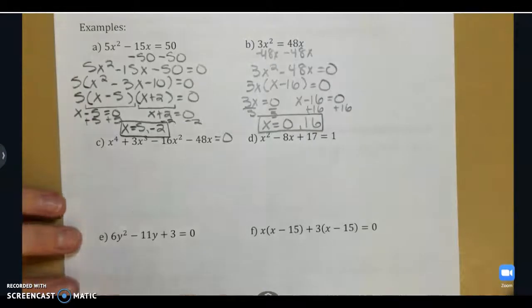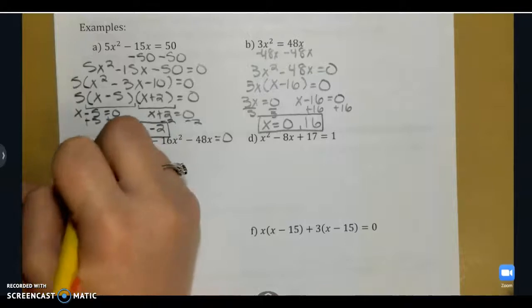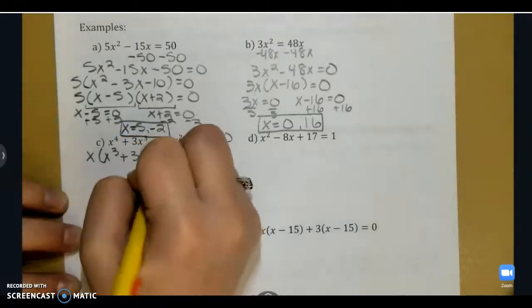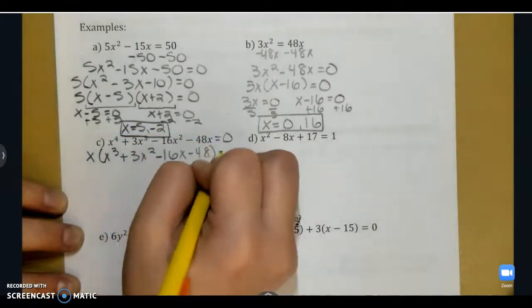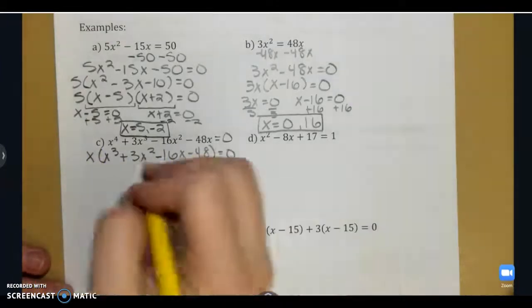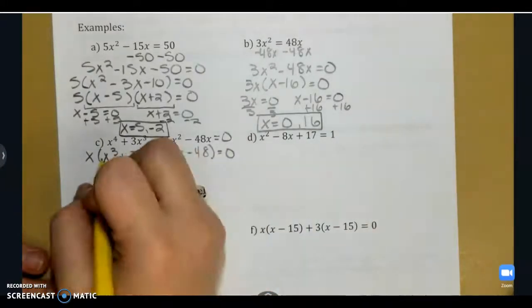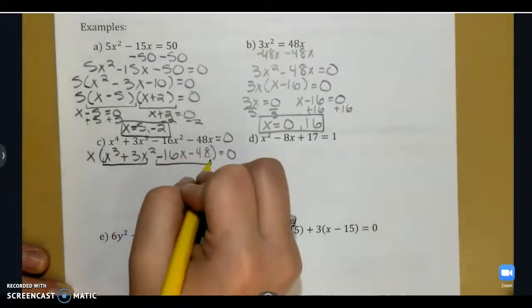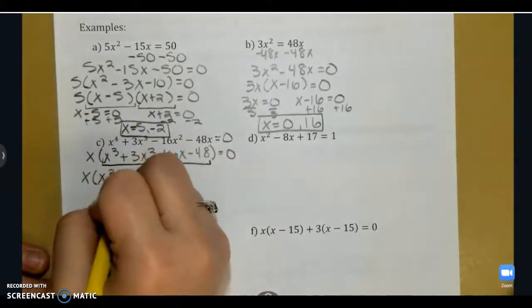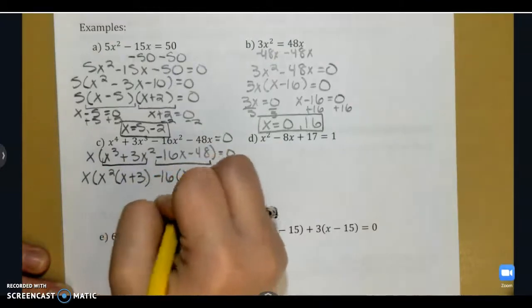Everything is on the left, and so I'm going to first take out my GCF, which is x. And that's going to leave me with x cubed plus 3x squared minus 16x minus 48. Now, I have a 4-term expression that I need to factor, so I'm going to first look for a trinomial. I do not have a trinomial here, so I'm going to factor by grouping. So in my first two terms, the GCF is x squared. That leaves me with x plus 3. On the second two terms, my GCF is 16, and that leaves me with x plus 3.